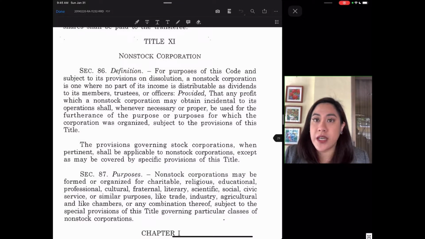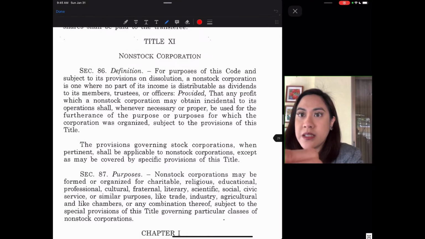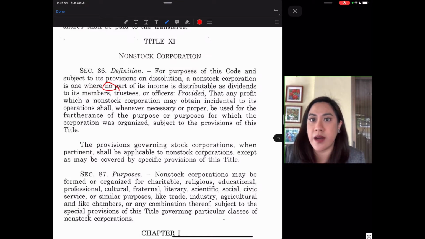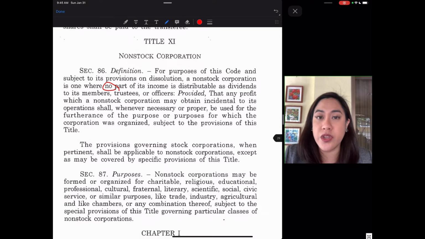One, if you look at Section 86, one of the important parts, if not the most important part, is that it must not distribute any part of its income as dividends to its members. The requirement that there shall be no distribution of income does not only refer to distribution in terms of cash, but can also be in terms of property. There is a Supreme Court ruling because if you look at the definition, there are particular requirements. No part of its income is distributed, and it can actually earn income as long as it is incidental to its operations.